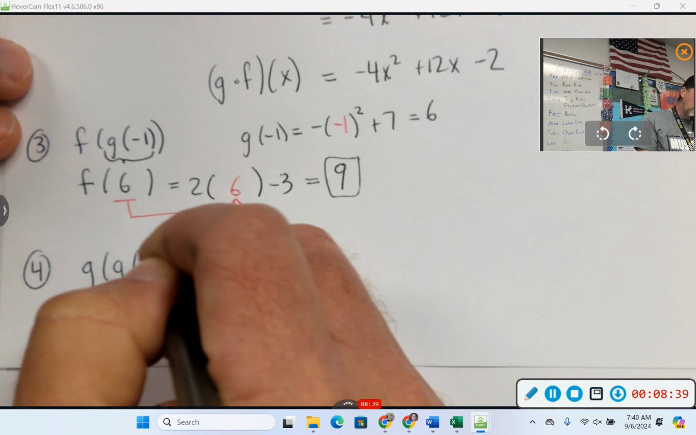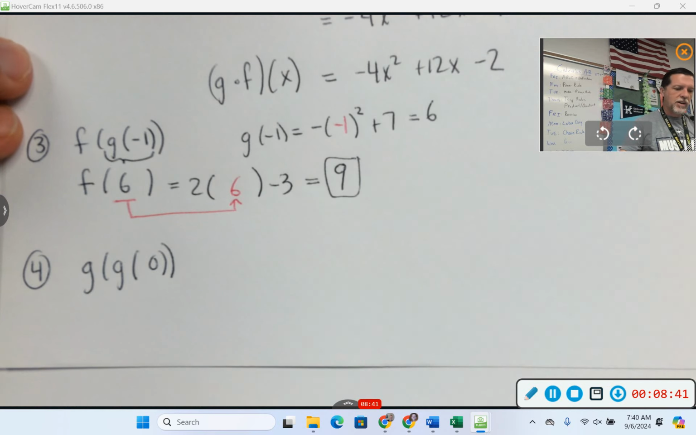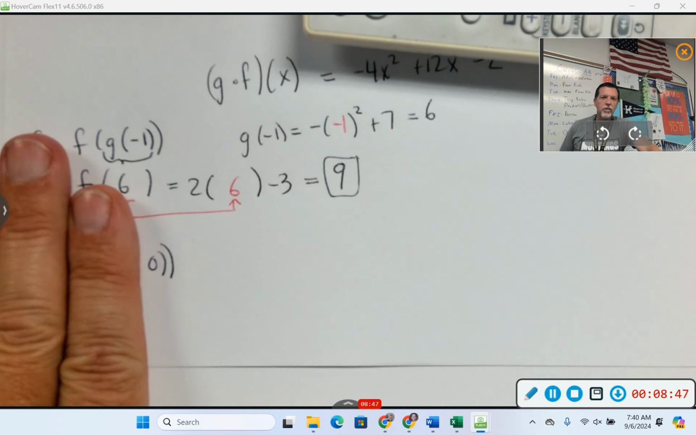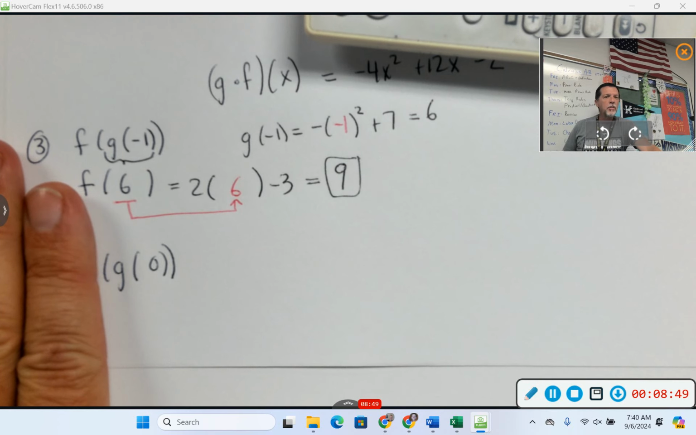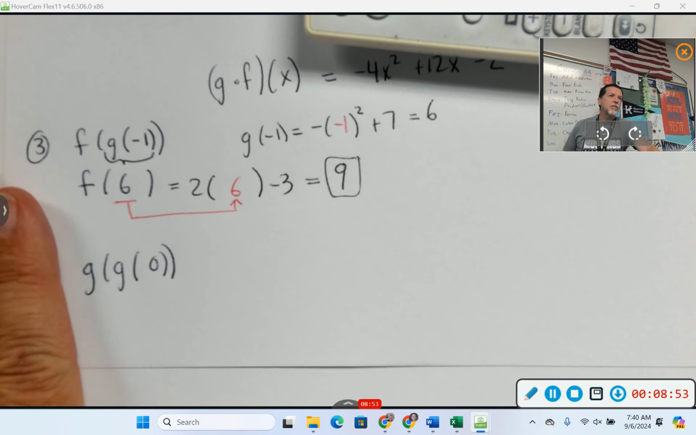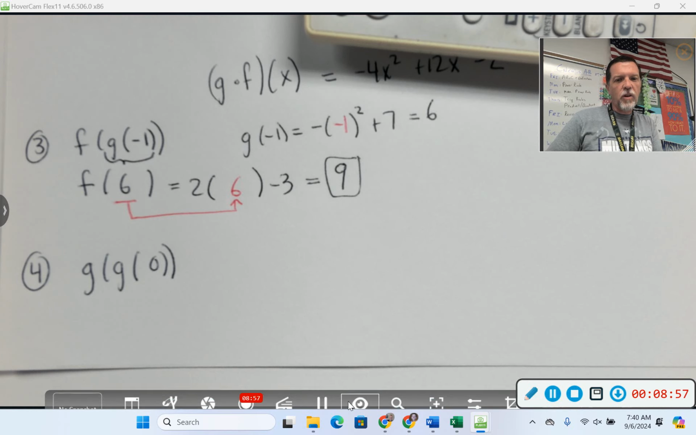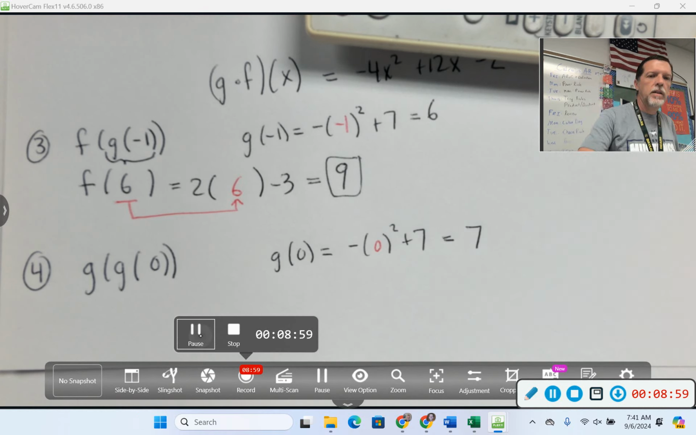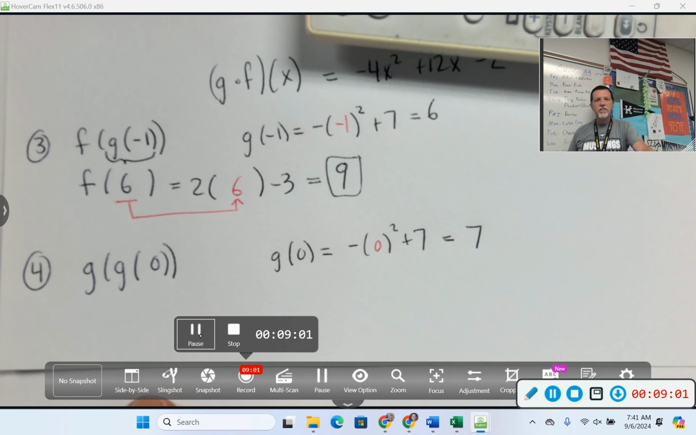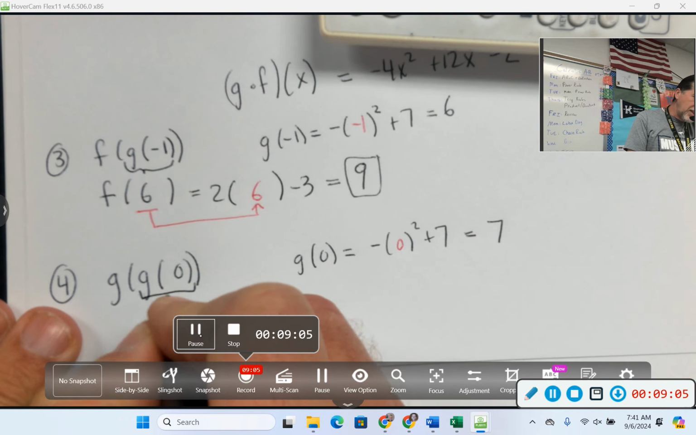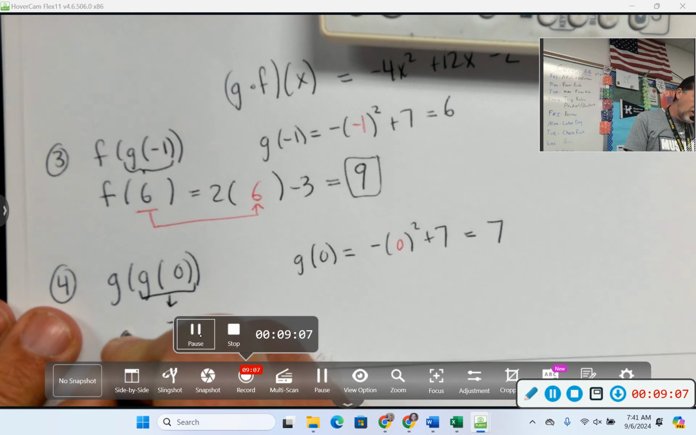How about g of g of 0? Start on the inside. Okay, 0. Can't really do much there. But you can find g of 0, and then that becomes the input to g again. So you try that one. g of 0 is 7. But I'm only like halfway done with the problem. That's the inside stuff. g of 0 is 7.